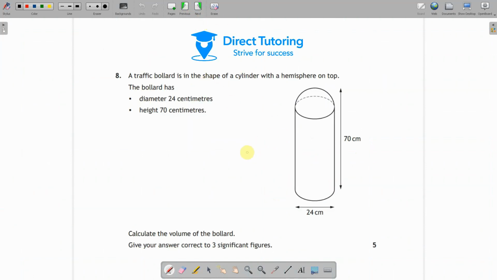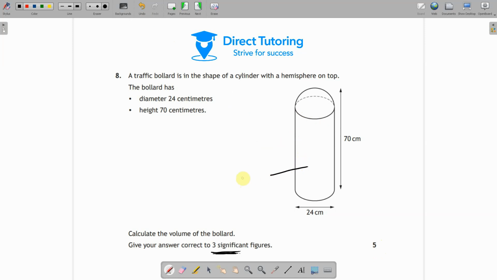Question number 8 is talking about a traffic bollard which is in the shape of a cylinder with a hemisphere on top. And it gives us some dimensions. It's given us the diameter of the cylinder and the total height of the shape. And it's wanting us to calculate the volume of the bollard, giving your answer to 3 significant figures. Very, very important in being able to achieve 5 out of 5. Now this is weighted quite heavily, 5 marks for one question. Although if you take your time and break the question down, it is fairly straightforward. So we have to find 2 volumes.